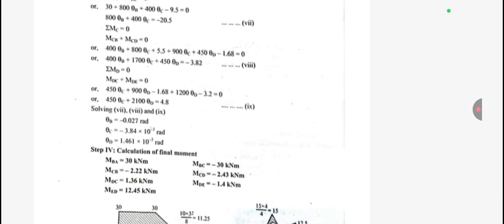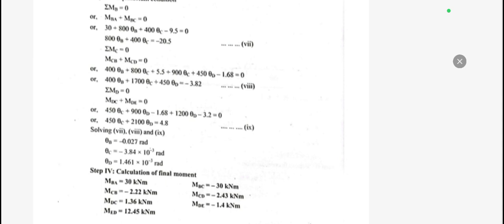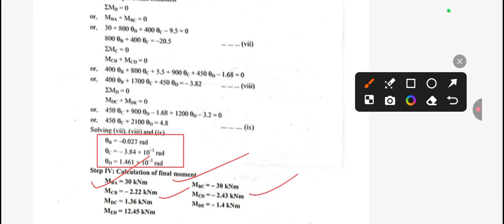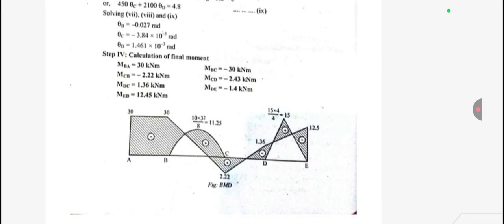If you put all these values in the given slope deflection equations, then finally we get 30 kilonewton-meter in BA, BC minus 30, CB minus 2.2, CD minus 2.3, DC 1.36, DE 1.4, and ED 12.45. So all these values we got.